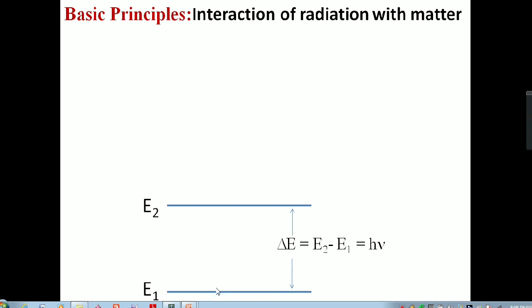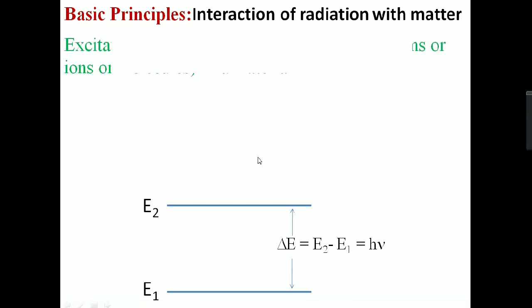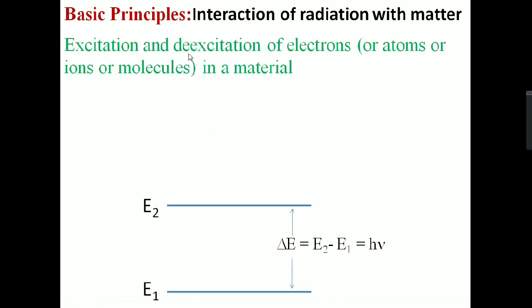We say that the total energy is increased. And the excitation and de-excitation of electrons or atoms or ions or molecules in a material depend on the energy which we supply to the material. There are 3 types of interactions of radiation with matter when the matter, that means the material, is exposed to a radiation.